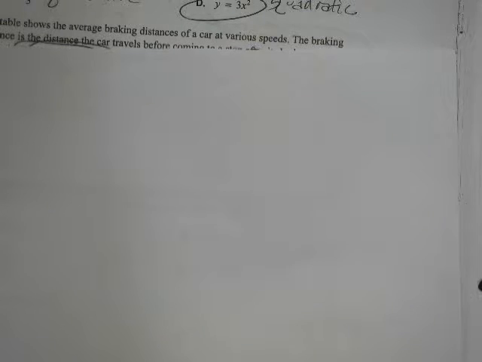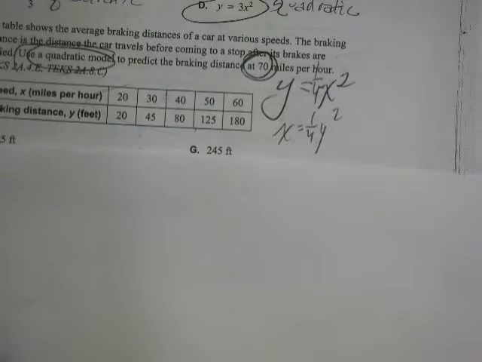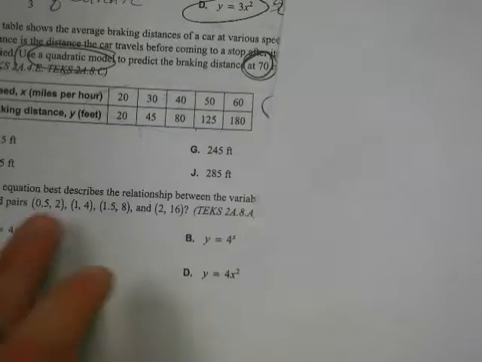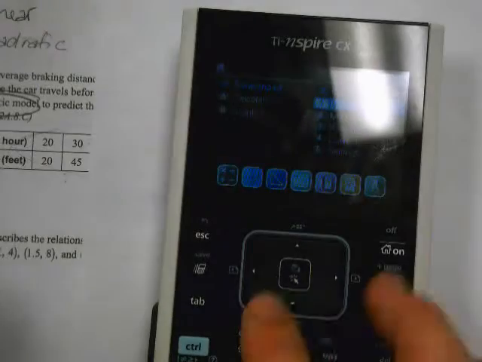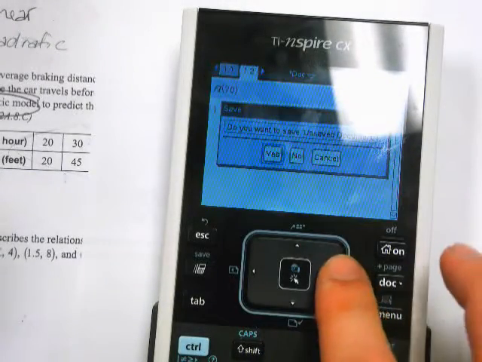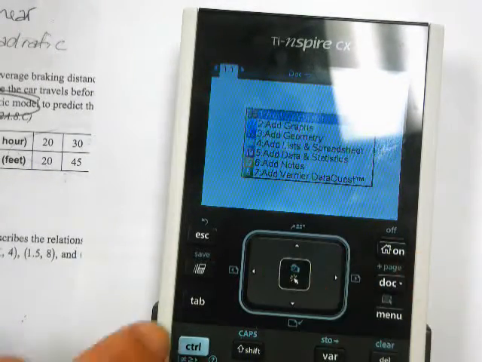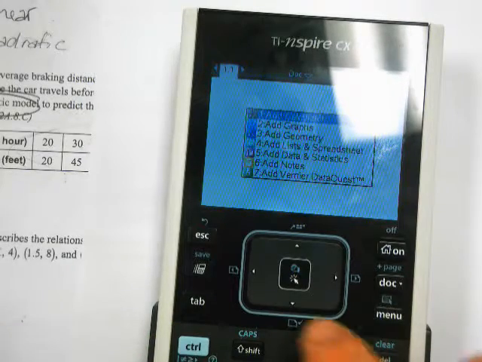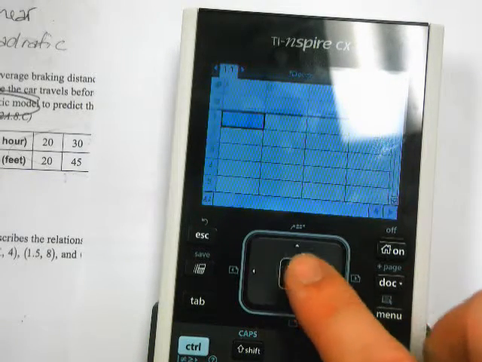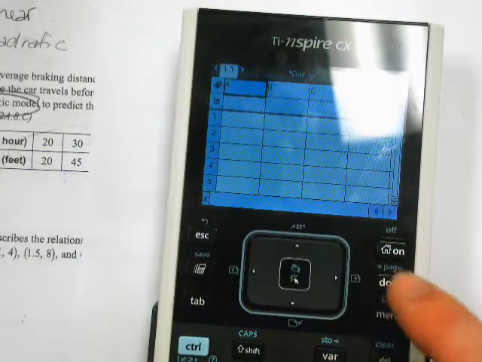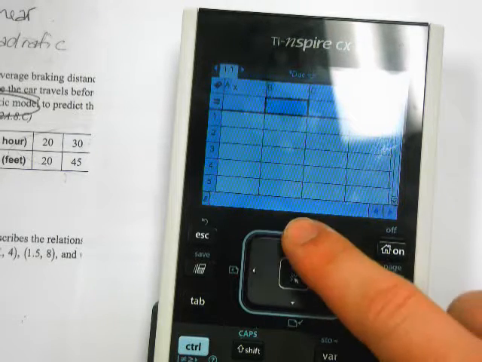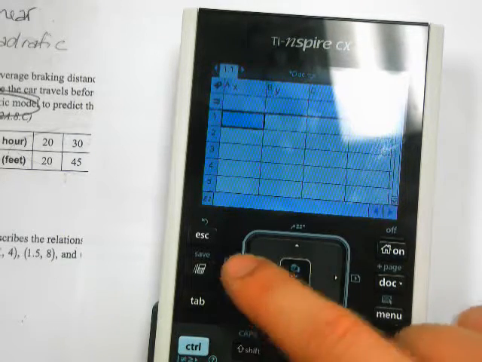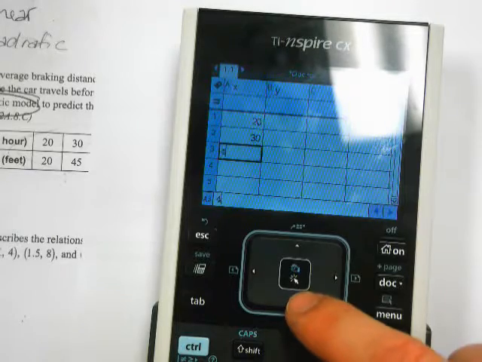So in this one, they give you the data table, and you want to put this directly into your calculator. So I can go to the home screen. I want to get to a new document and go ahead and clear out everything that was there. And we can add in our list and spreadsheet. I'm going to put x at the top, y in the next column, and type in my data table.